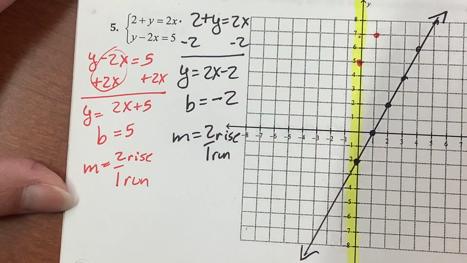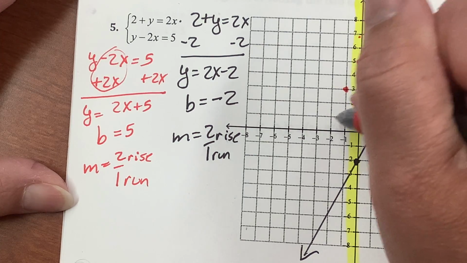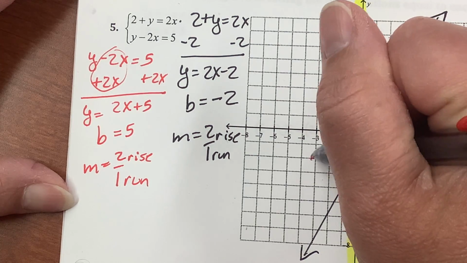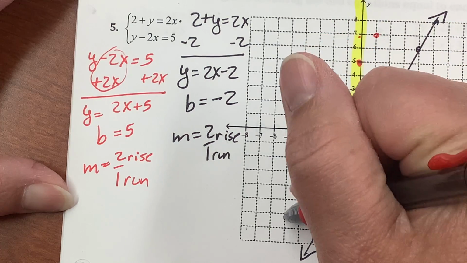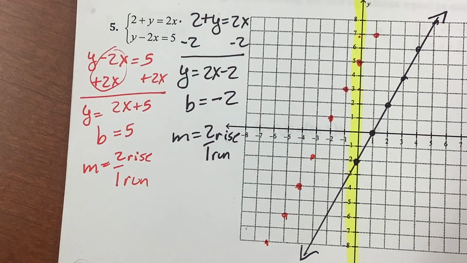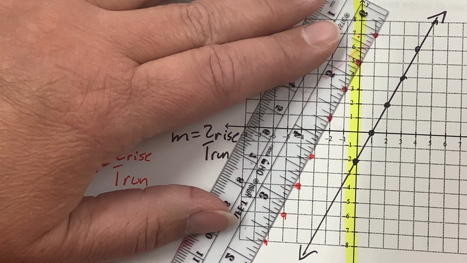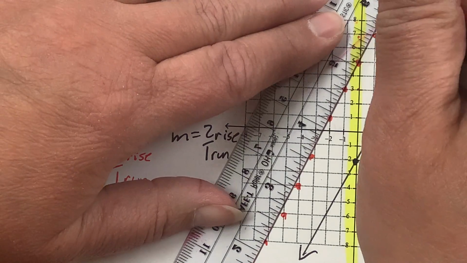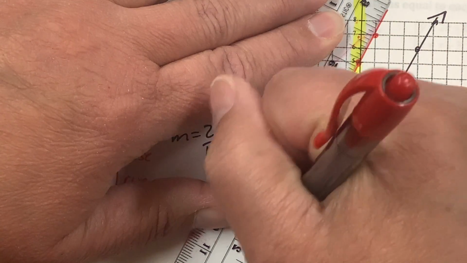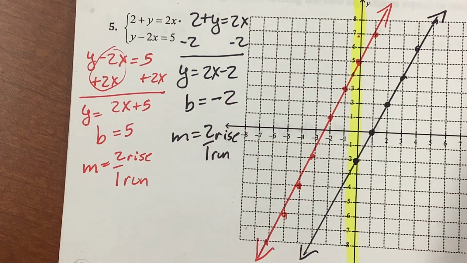Oh, and I can only do 1. Drop 2, left 1. Drop 2, left 1. Drop 2, left 1. What are you noticing about this? Look at that. Those are parallel lines. They are never going to intersect because they have the same slope but different y-intercepts. That's what parallel lines have.